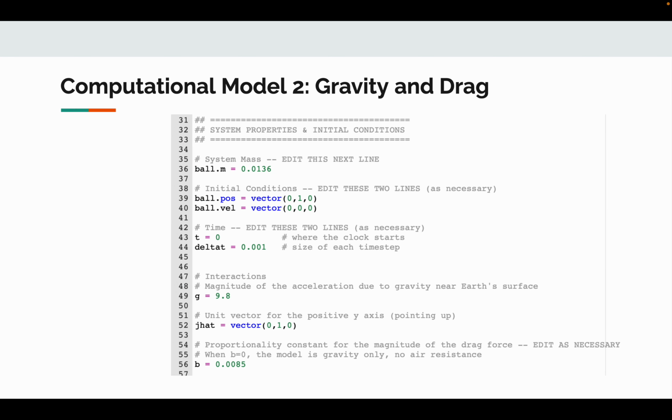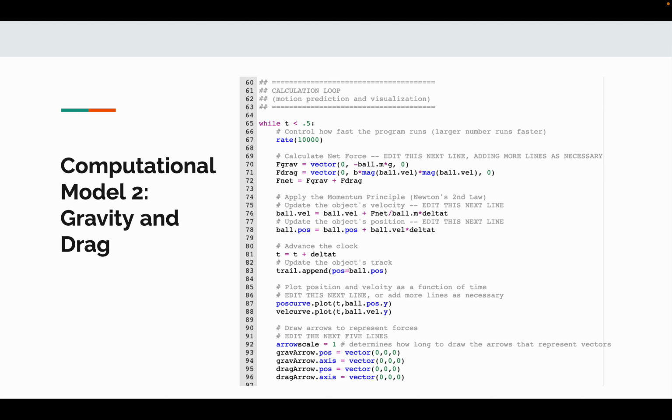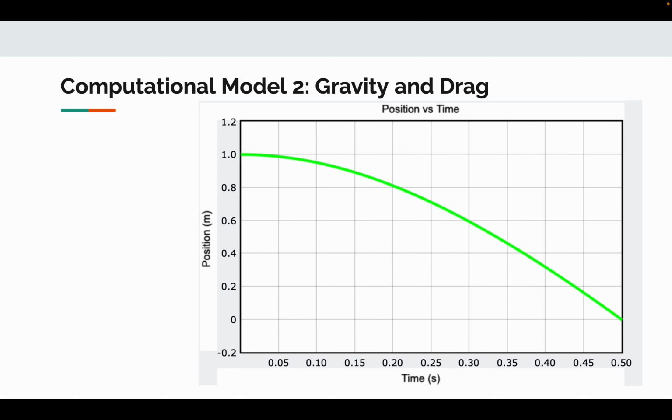The next model that I made was for gravity and drag. So the key difference here is that at the bottom down here, I went through trial and error to find a drag constant that worked for the eraser, and that matched my experimental results. And then I did the same thing. I used the gravity force and then added that to the drag force to get the net force, and then I used the same velocity and position update formulas. And this is what the drag and gravity model showed. So it did not fall quite as fast as the gravity model because there's an upward force acting on the eraser.